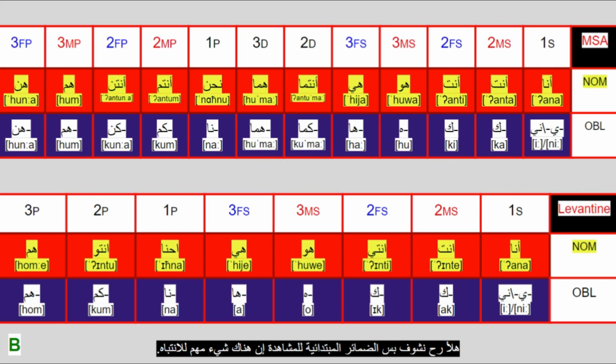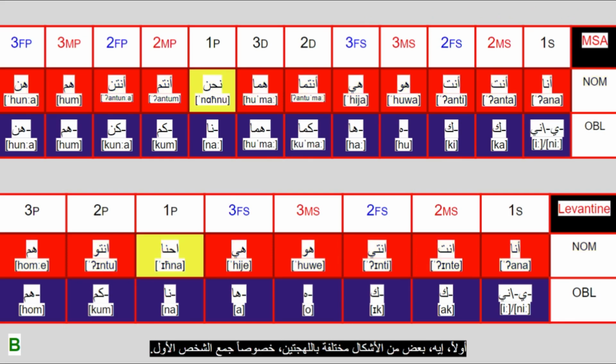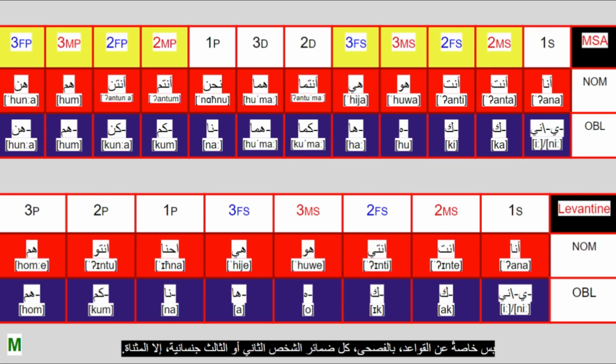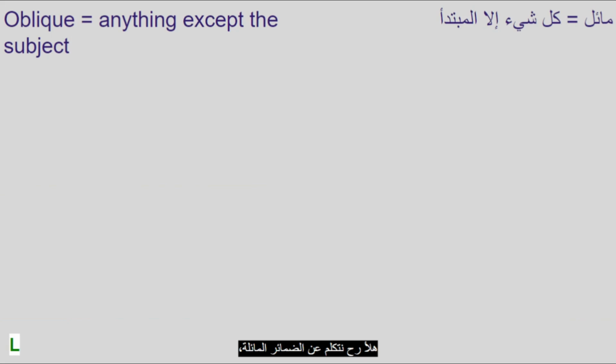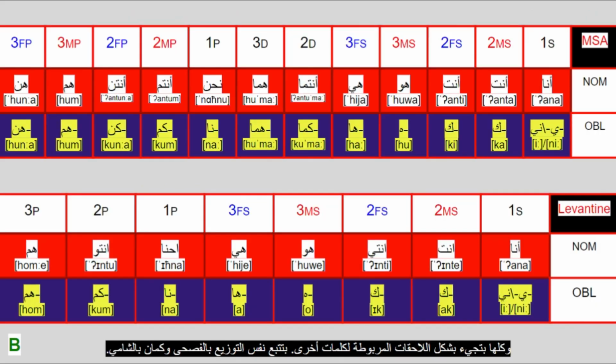Now we'll just look at the subject pronouns to see if there's anything important to notice. First off, yes, some of the forms are different in the two varieties, especially the first person plural. But about grammar specifically, in MSA, all second and third person pronouns are gendered except the dual ones. In Levantine, this only applies to singular pronouns. Now we'll talk about oblique pronouns, which all come in the form of suffixes attached to other words. They follow the same distribution as the subject pronouns in both MSA and Levantine.